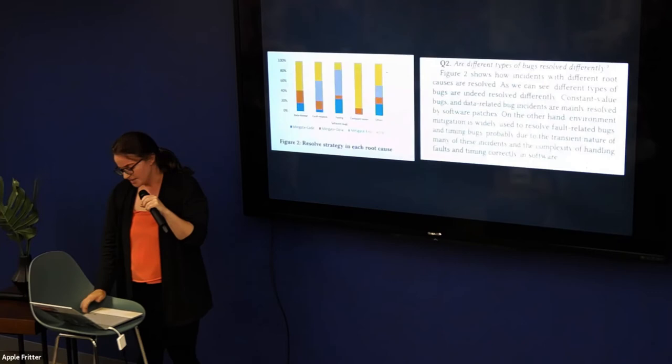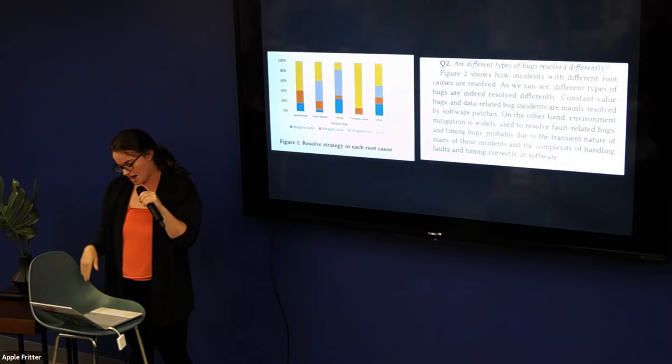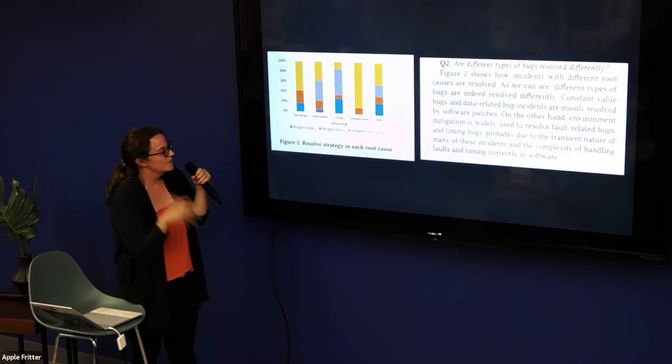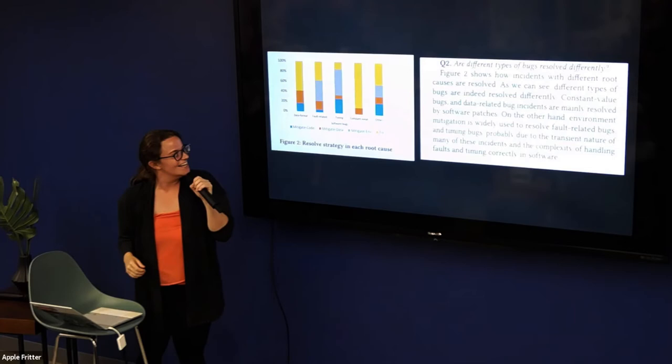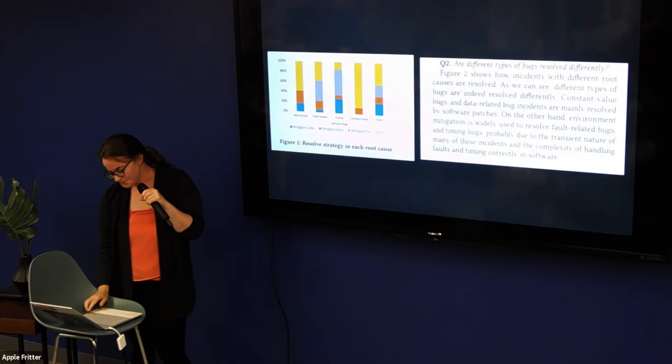Then, are the different types of bugs resolved differently? You can look at the resolve strategy for each of these bugs, and it's pretty much random. Every single bug is its own little unique snowflake. So yeah, which obviously makes this harder to automate.